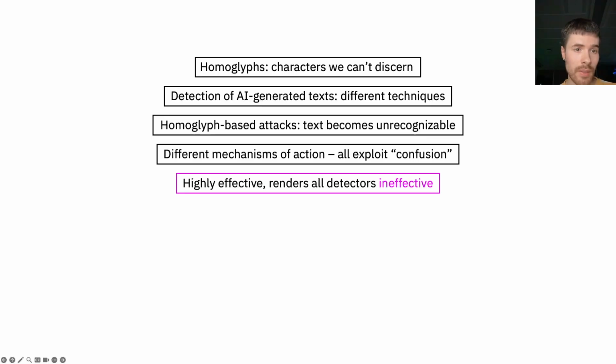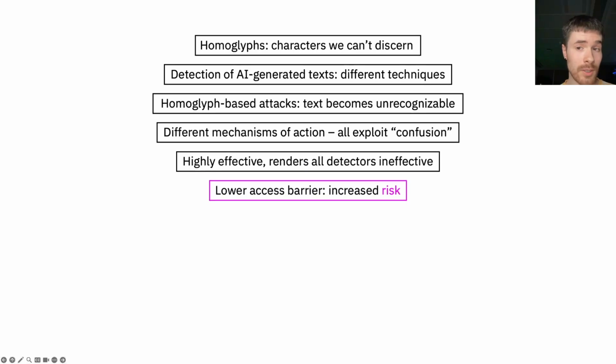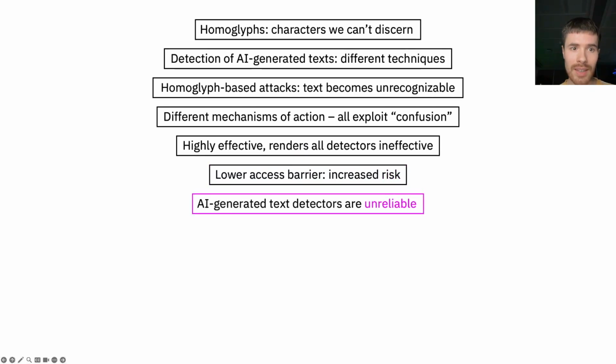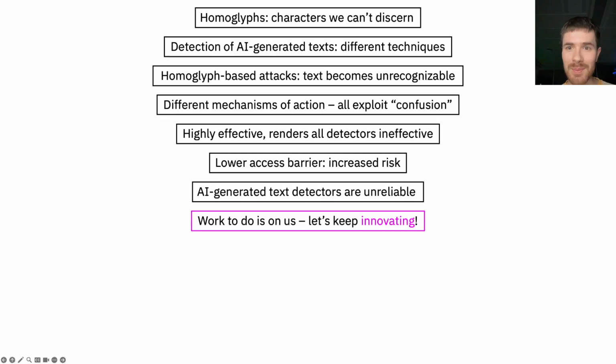That's very effective. That renders all of the detectors that I tried, a lot of them actually, ineffective. They don't work. They are very bad at detecting the texts. And on top of that, this is super easy to use. A super low access barrier, anyone can use it. So AI-generated text detectors are unreliable in general, not just because of homoglyphs. They are very unreliable in general, but perhaps this really supports the idea of their unreliability. So in general, there's a lot of work to do. We need to keep innovating. We need to keep making things better.